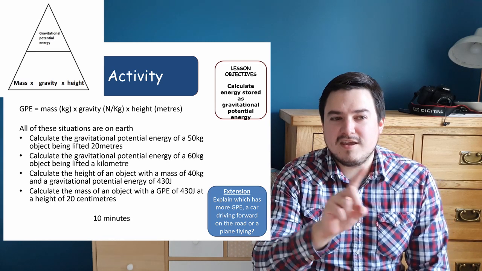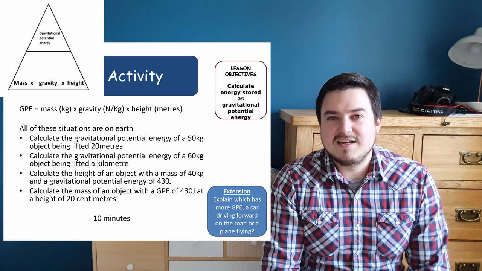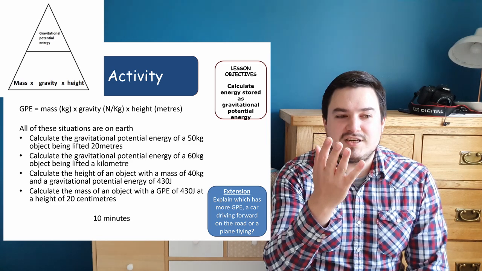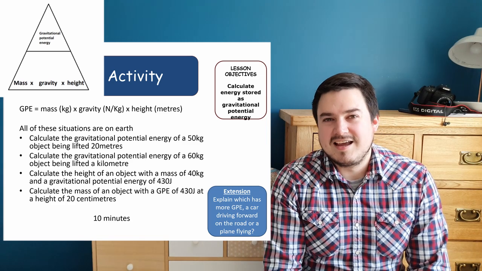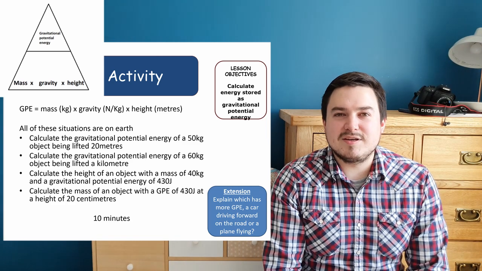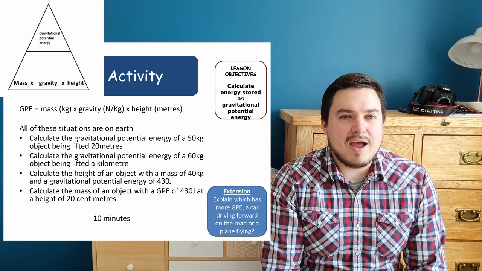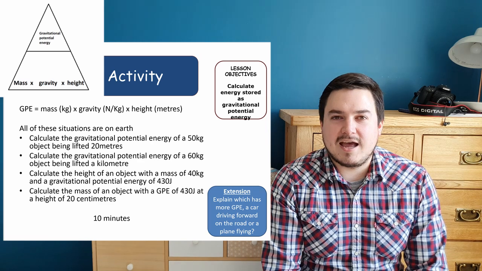Again, if you cover up the thing you want to know, whatever's left tells you what you need to do. So if I was to cover gravity, I'd be left with gravitational potential energy divided by mass times height. And that's exactly what we need to be doing to calculate that. Okay, so cover the thing you want, and whatever's left over, that's what you need to do to calculate it.